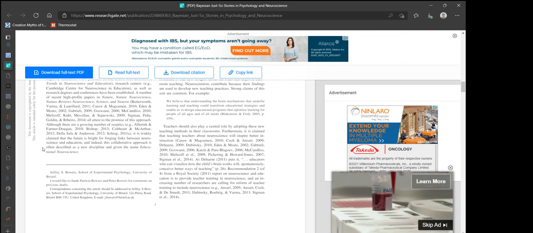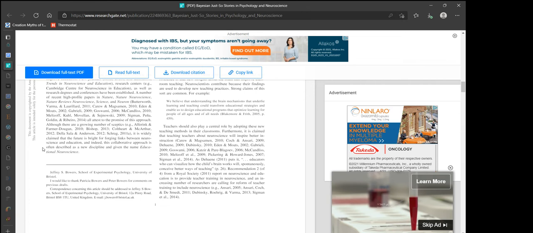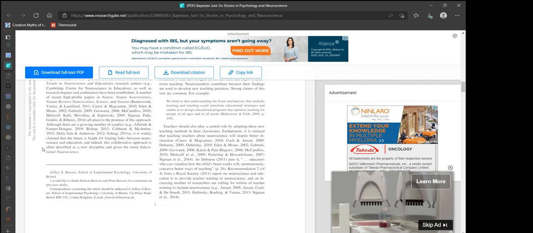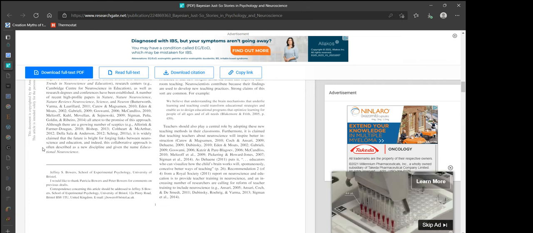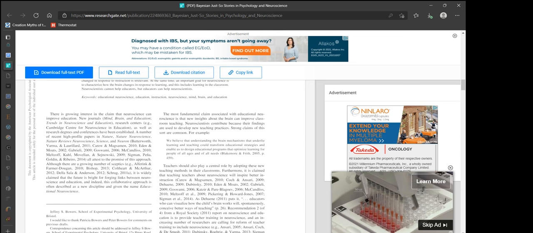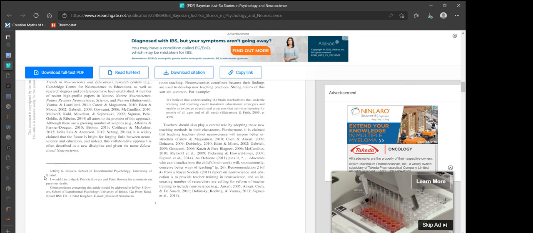Although there are a growing number of skeptics, it is widely claimed that the future is bright for forging links between neuroscience and education. And indeed, this collaborative approach is often described as a new discipline and given the name Educational Neuroscience.